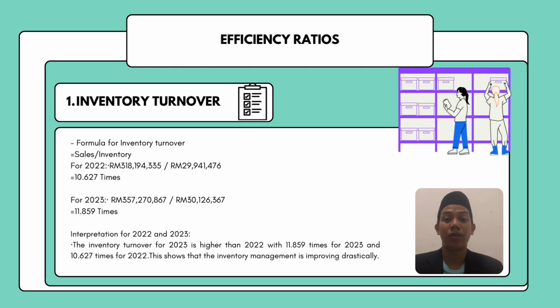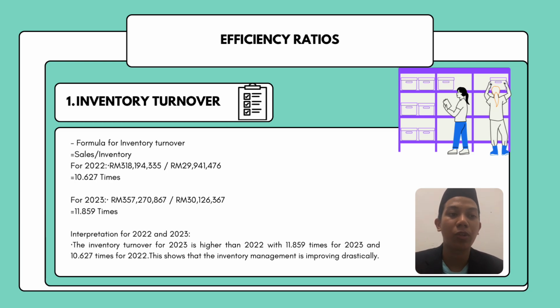For the first one, inventory turnover, the formula is sales divided by inventory. So we have all the information there. For 2022, we have RM 380,194,335 divided by RM 29,941,476, and it equals 10.627 times.